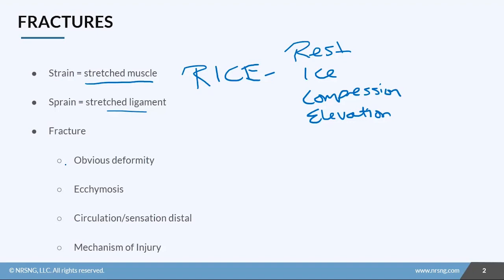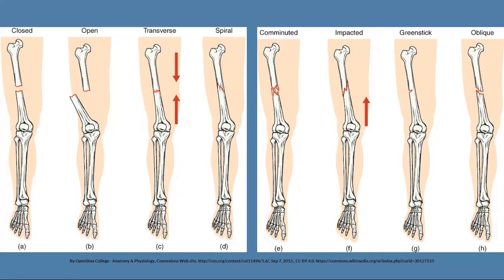As far as a fracture, that happens when enough force is applied to the bone to actually crack it or break it. Now, you may or may not see an obvious deformity or bruising around the area, but it's also possible that a fracture could displace enough to put pressure on blood vessels or nerves. So we always want to check circulation and sensation distal to the injury. And then we want to know what happened. We want to ask the patient about the mechanism of injury because that helps us understand what type of fracture to expect. Now let's briefly review the types of fractures.